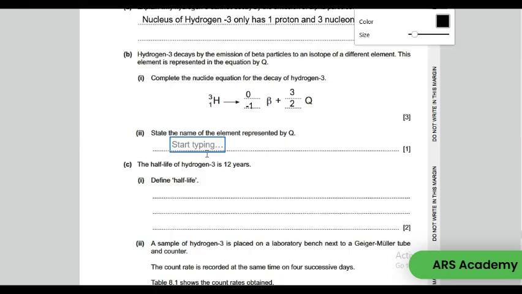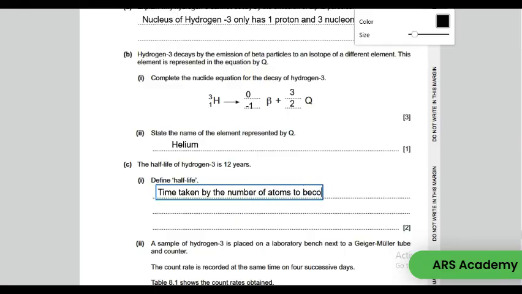Part 2. State the name of the element represented by Q. So the element with proton number 2 is helium. So the answer is helium. Question C. The half-life of hydrogen-3 is 12 years. Part 1. Define half-life. So the half-life is the time taken for the number of atoms to become half.